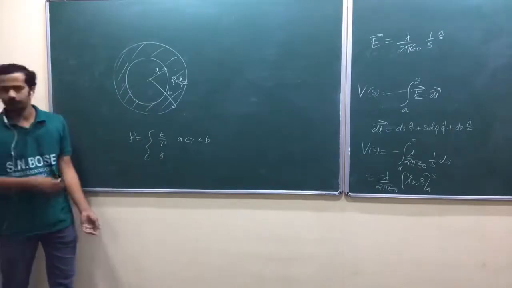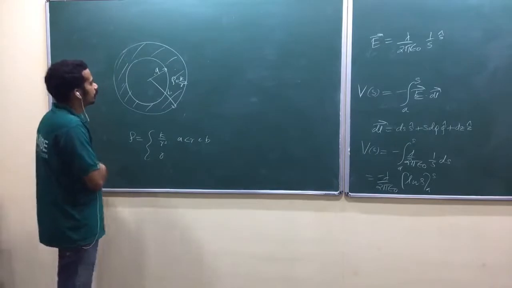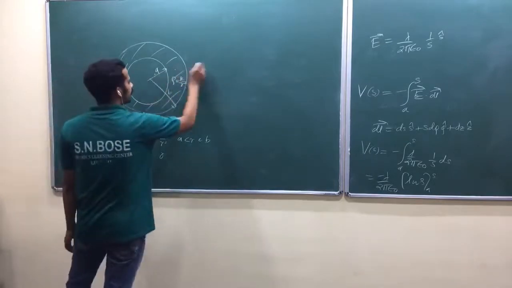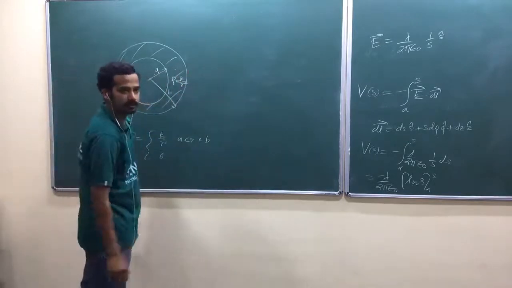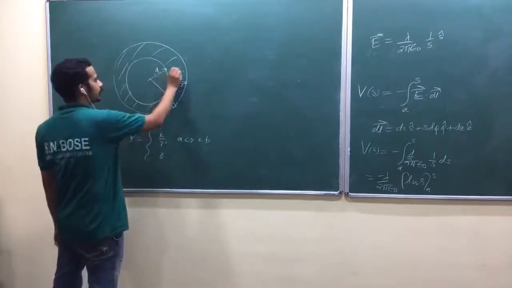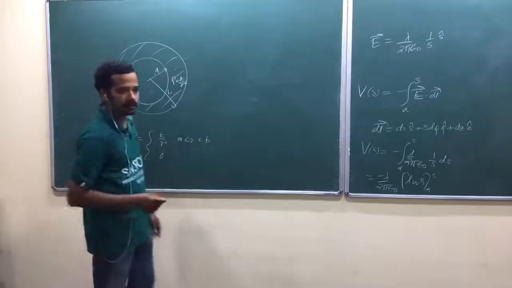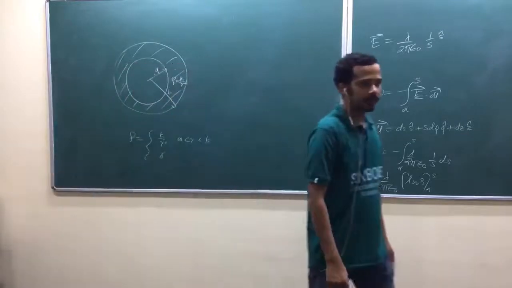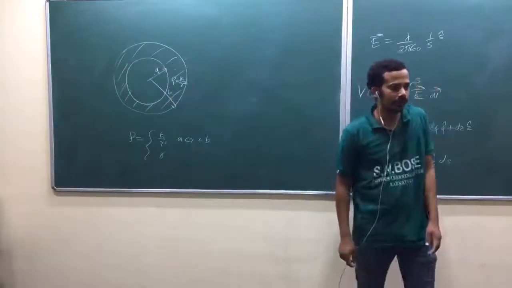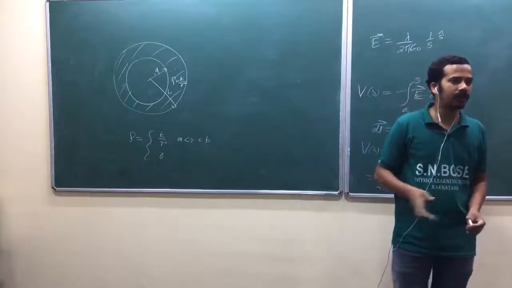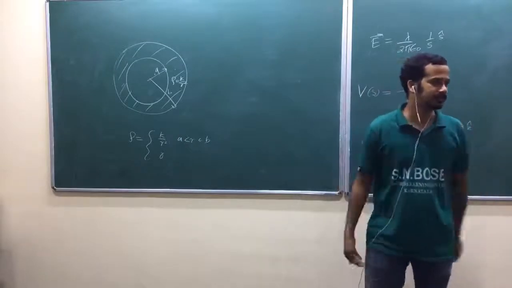Now observe one thing. For the point outside, if you change R, your potential will change. For the point here, if you change R, your potential will change. But for the point inside, wherever you take, the potential is the same. Why? Inside, the electric field is 0. That's why whatever point you take, it will not introduce any line integration. Are you getting my point?